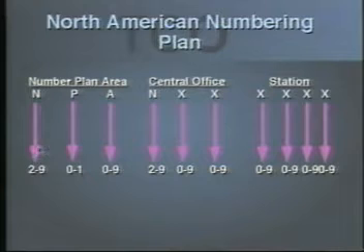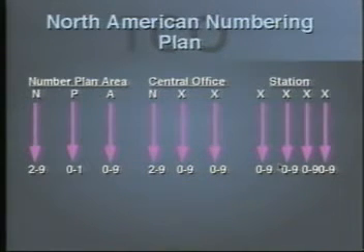It consists of 3 digits. The first digit has a limitation of only being 2 through 9. The second digit is only a 0 or a 1, and the third digit can be any number 0 through 9. The second set of numbers we call the central office, or as we used to refer to them, the exchange code. The first digit is 2 through 9, and then the last 2 digits are 0 through 9.